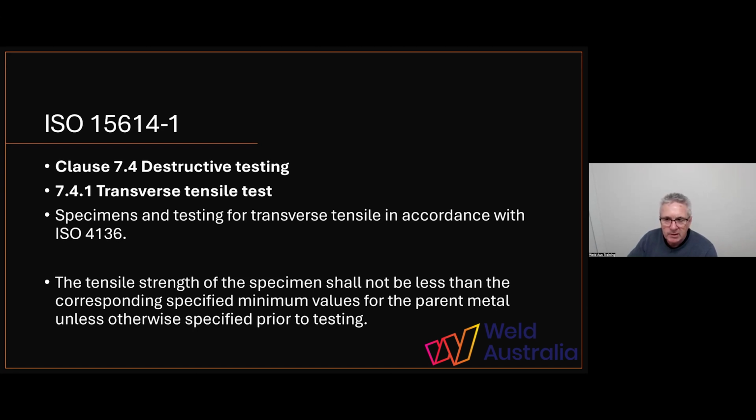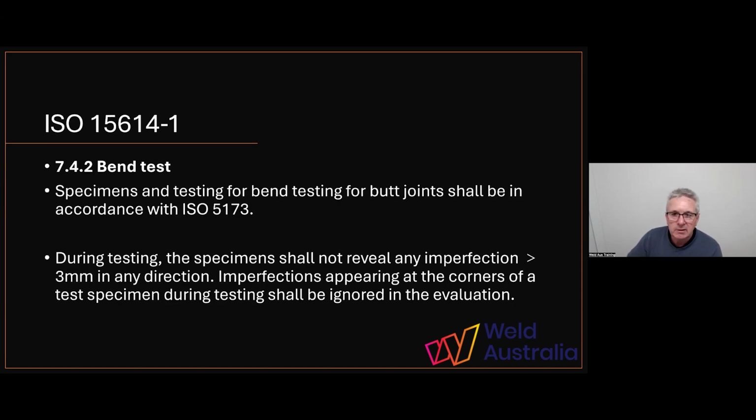So naturally, most standards have already got a percentage, so 95% of the MPA, the material, or something of that nature. The bends is ISO 5173. During testing, the specimen shall not reveal any imperfection greater than 3 mil in any direction. Imperfections appearing at the corners of the test specimen during the testing shall be ignored in the evaluation.